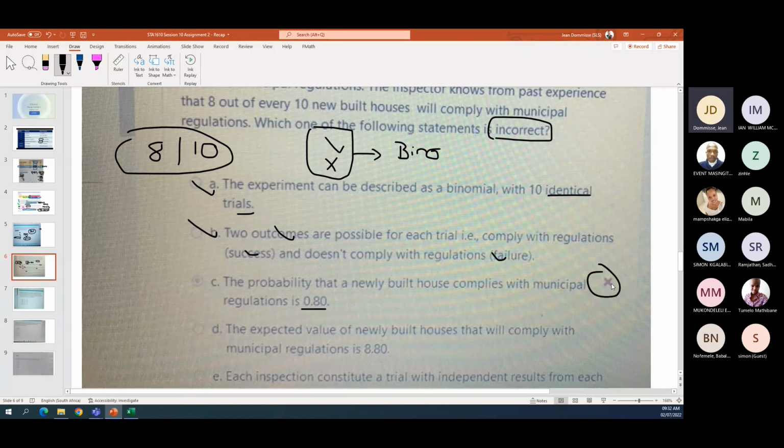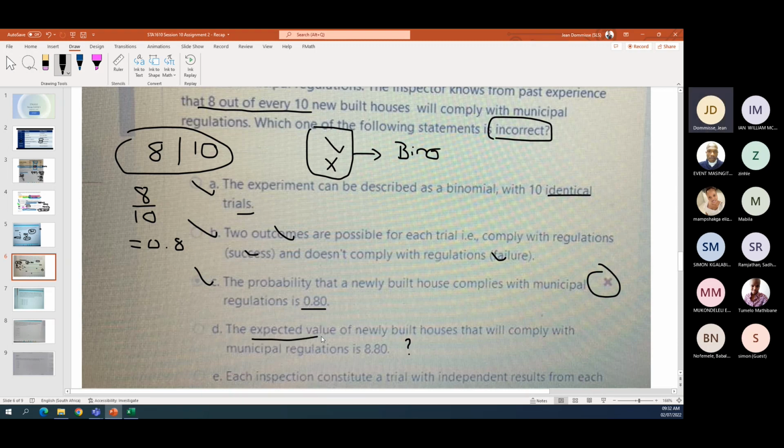And this person said that one is wrong, but if you look here, the inspector knows from past experience that 8 out of 10 is 0.8. Okay, so that one is unfortunately also correct. The expected value of newly built houses that will comply with municipal regulations is... Okay, I'm just marking that.